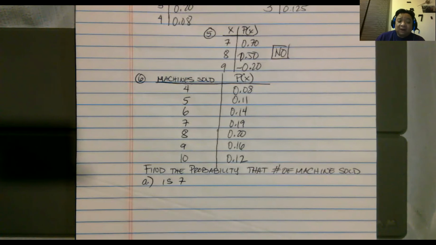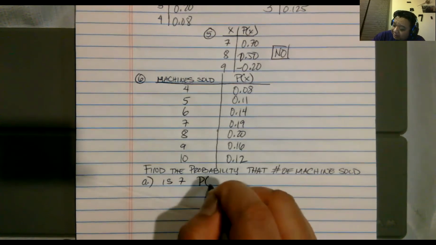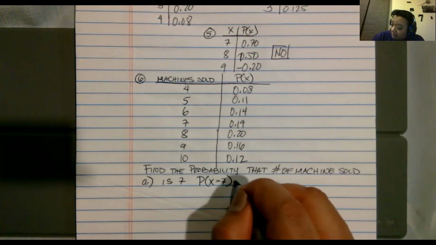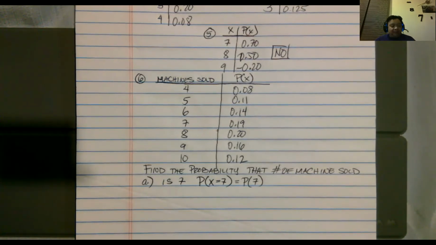And so as far as we're concerned, we are talking about probability that x is 7 or just simply probability of 7, right? So either notation can be used. It is implied you only have one variable. So in this case, it's just x. And so x just has to be 7. And so what's the probability that you're going to have 7 machines sold?